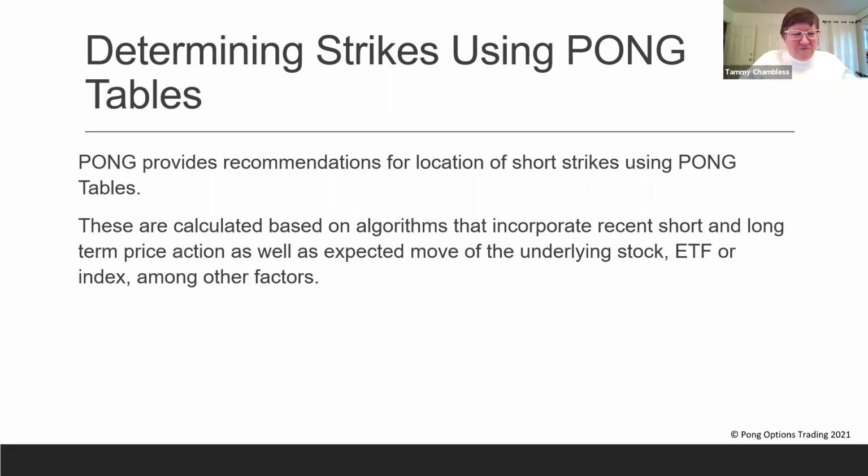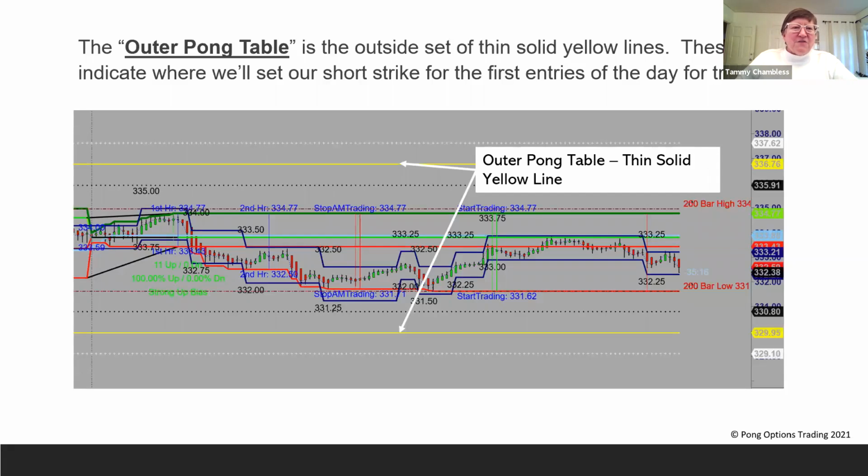There's dozens of algorithms that go into PONG. So regarding the strikes, there are on the PONG screen what we call PONG tables, and each of those appears in a certain relationship to the stock price. And these can move around during the day as the stock price moves, and they can be in one location on one day and a different location on another day, just depending on price action.